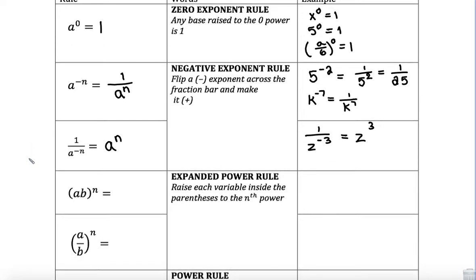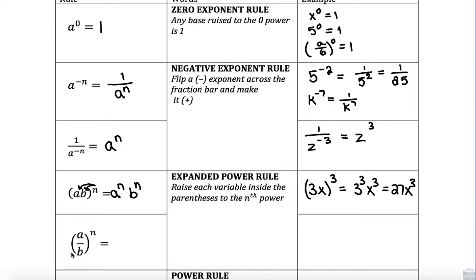The next thing is anytime we have parentheses. If we have multiple things in parentheses all raised to the n, we can, it's called showering that power. We can shower it to everything in the parentheses. So this would be a to the n times b to the n. For example, if we had 3x all to the 3rd power, that would become 3 cubed times x cubed, or 27x cubed.